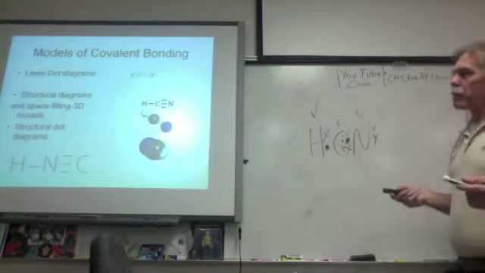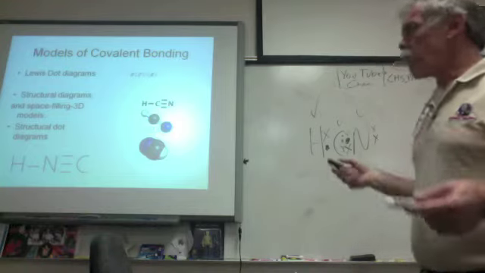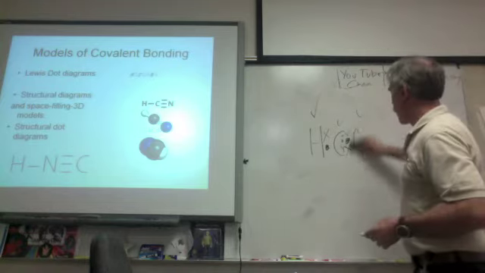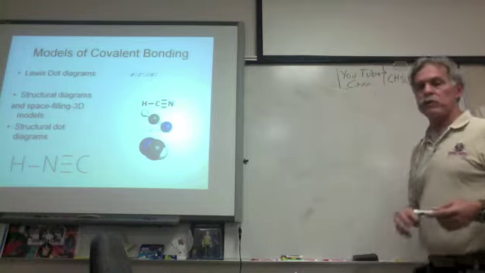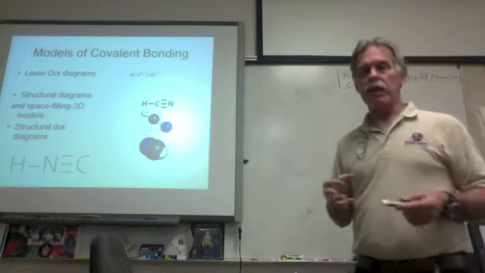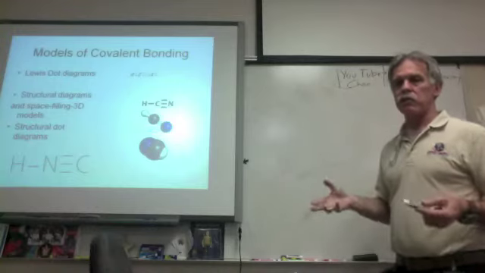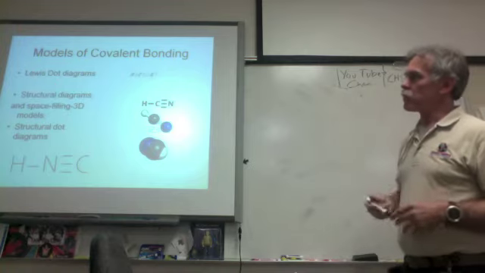As far as models of covalent bonding, there are 3 or 4 models that we use. One of those we've done a lot of so far, and that's the dot diagram. Remember that the dot diagram, Lewis dot diagram, Lewis dot structures, those are all the same thing. So don't confuse it just because you see a different terminology. So Lewis dot diagram, we just did one of those.